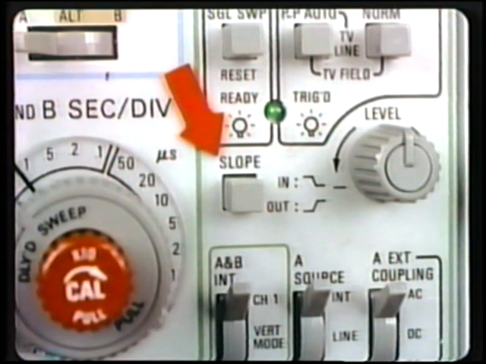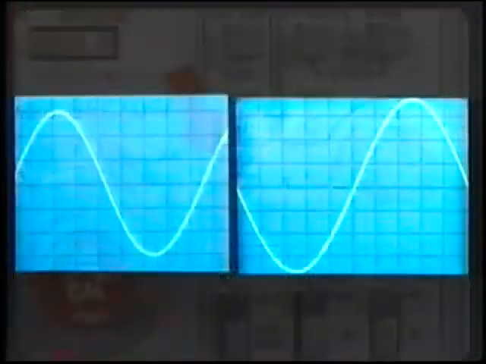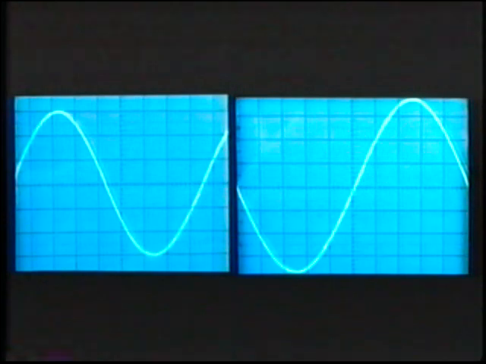The A trigger slope button in the fourth block selects the slope of the signal that will trigger the sweep. When the button is out, the sweep will trigger on the positive going slope of the signal, shown left. When the button is pressed in, the sweep will trigger on the negative going slope of the signal, shown right.